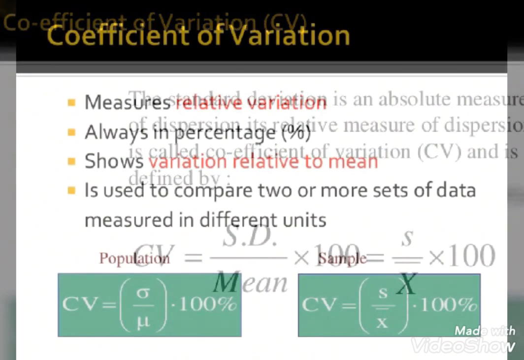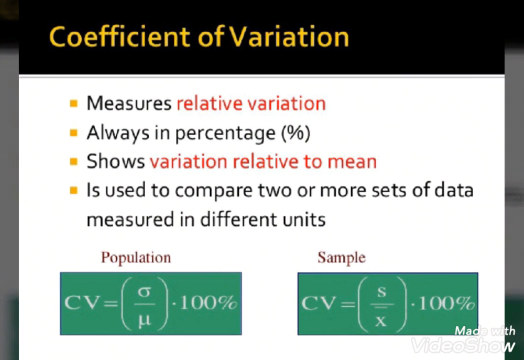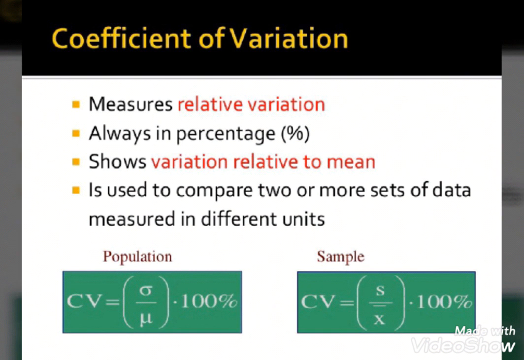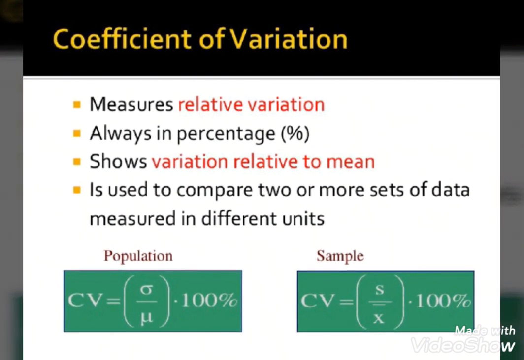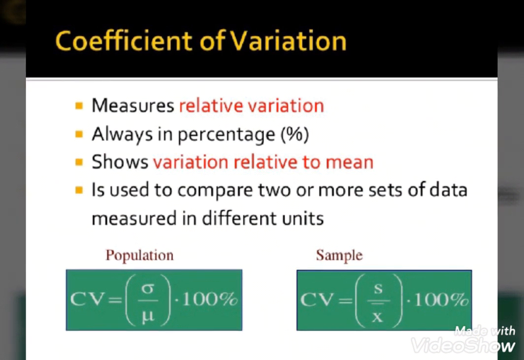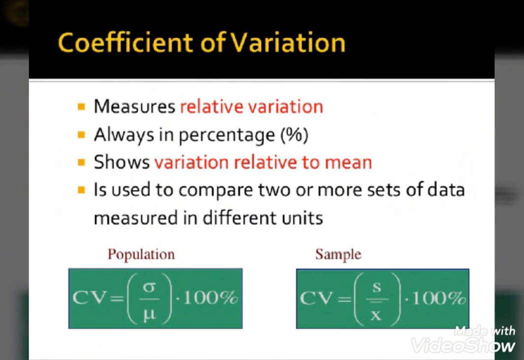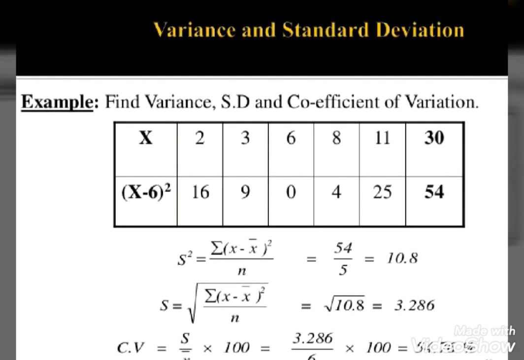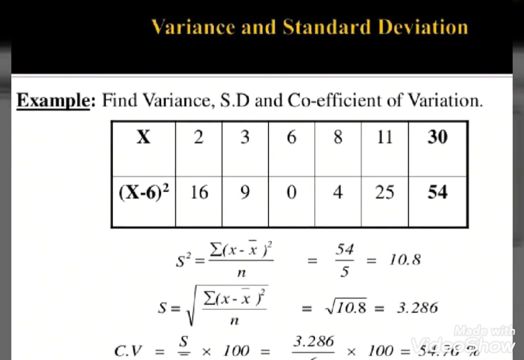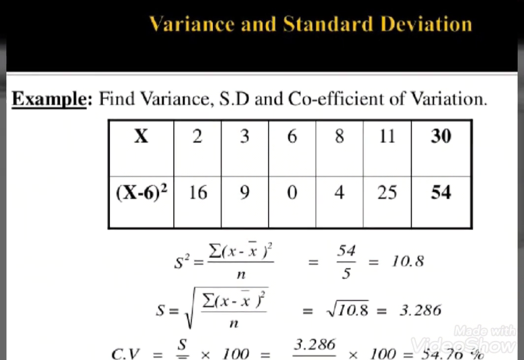Here is what your coefficient of variation does. It measures relative variation, always in percentage, shows variation relative to the mean, and is used to compare two or more sets of data measured in different units. So it also has two formulas, population and sample. You can see the examples here, and you can calculate on your own, or practice by doing the questions present in the examples, and you will understand how to substitute the values.